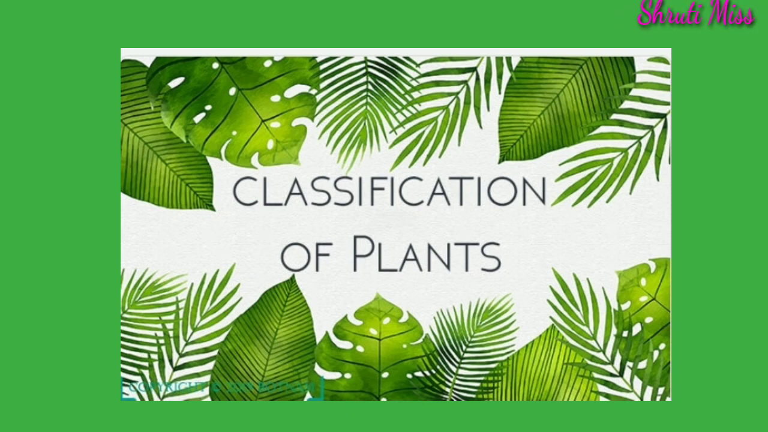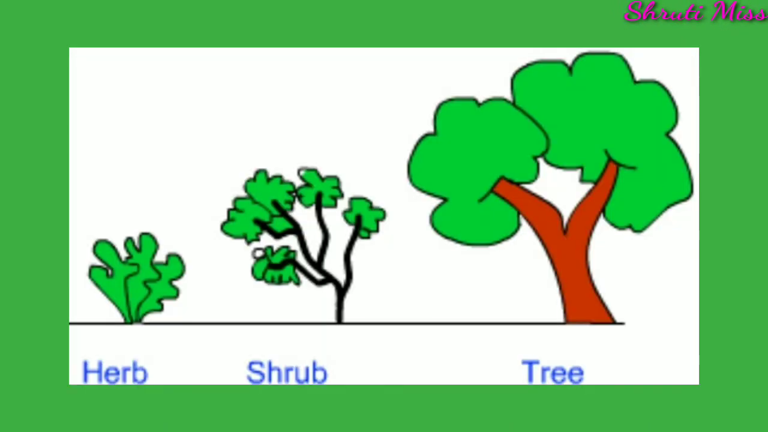Now the next point is classification of plants. In the classification of plants, we can easily notice the differences in the shape and height of the plants in our surroundings. It is easy to classify the plants on the basis of their observation. Plants are classified into 4 types: tree, shrub, herb and vine. All these we will classify in the next lecture.